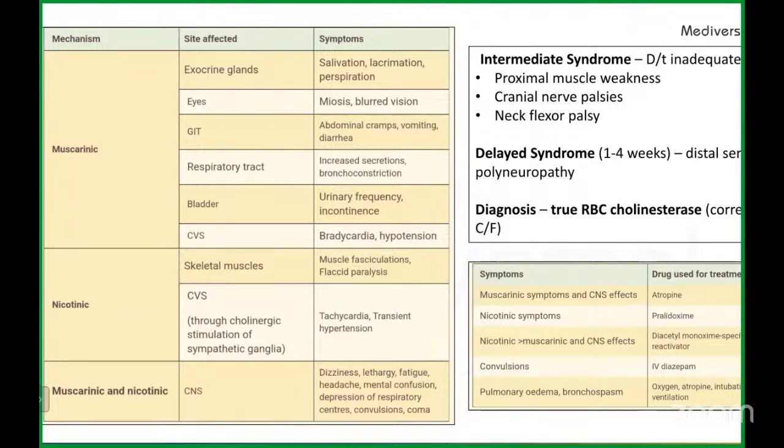In the CVS, although you find bradycardia and hypotension, if the ganglia are involved, and because the ganglia are usually nicotinic, these will lead to tachycardia or transient hypertension. Transient is the most important word. You will never find a persistent hypertension in these patients. Patients will initially show a transient hypertension, transient tachycardia, which will later become bradycardia, AV block, or hypotension in the long run. Muscarinic and nicotinic effects are also found in the CNS, where there's dizziness, lethargy, and fatigue.